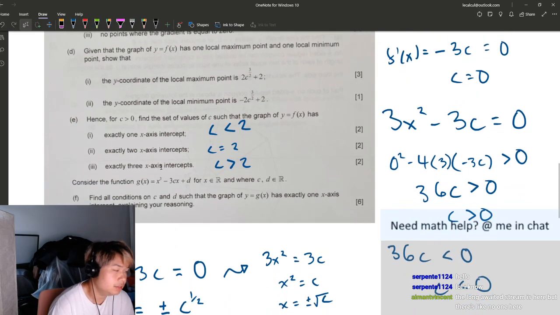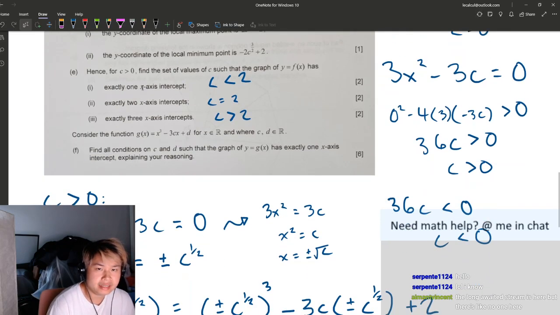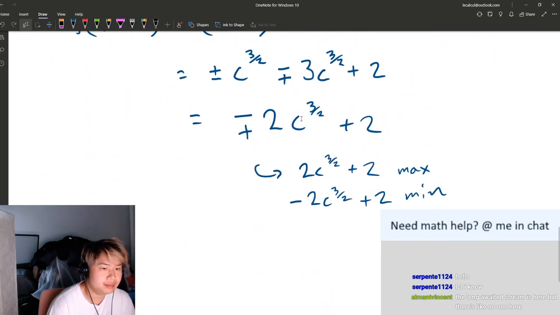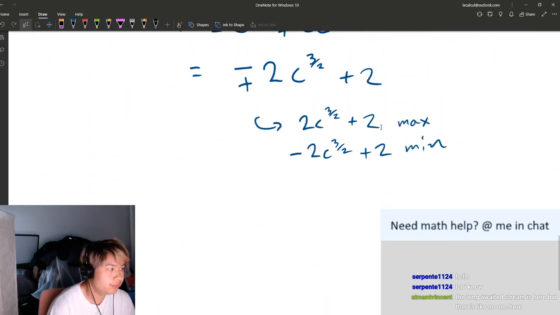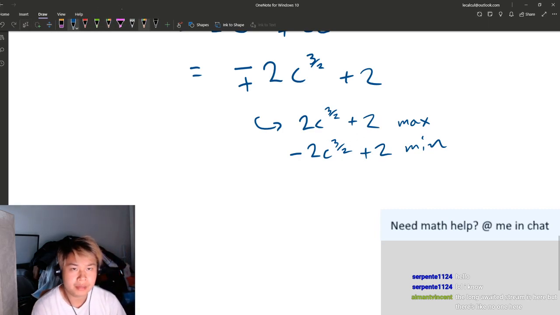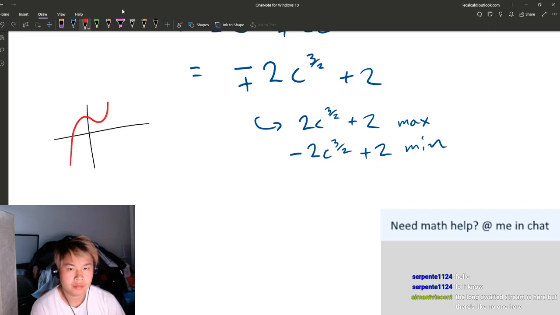But if you wanted to do this in a more official manner, then what do you need to do? If you have one x-axis intercept, then that means that both your maximum and your minimum value, if you imagine what they look like, essentially your minimum value needs to be positive.